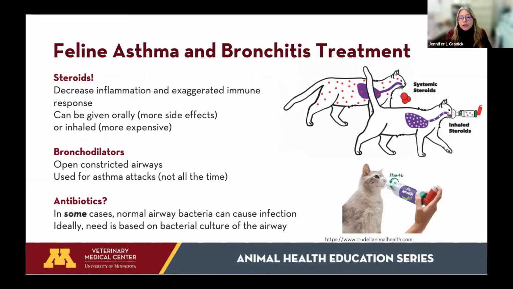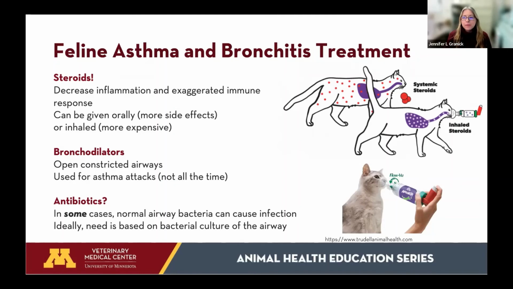How do we treat it? Steroids. Steroids are drugs that suppress the inflammation and the exaggerated immune response, and we can give them either orally or inhaled with a special contraption that we can use with a steroid inhaler. We can use drugs that open up the airways called bronchodilators, and we use them just when a cat is having an asthma attack.